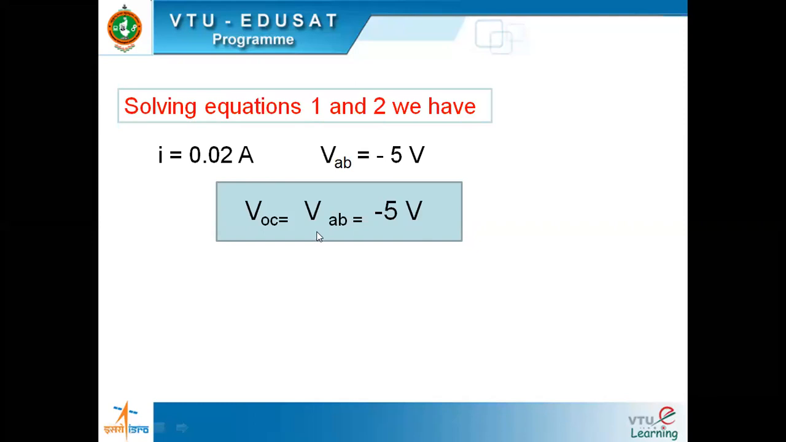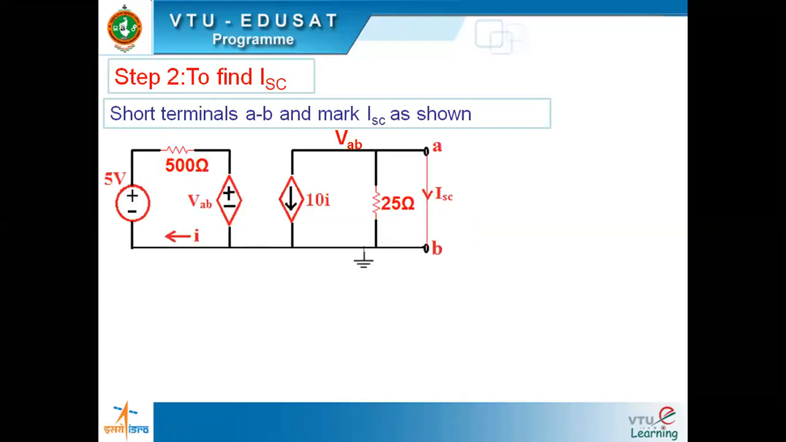To find RT, VOC by ISC is required, so let's find ISC. What did we do to find ISC? We have short circuited terminals AB. Everybody understand that we have short circuited terminals AB? After short circuiting, the current that flows from A to B is our short circuit current. Is this okay with everybody? So we short terminals AB and mark ISC as shown.